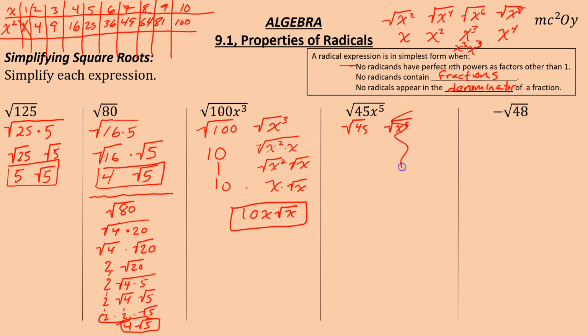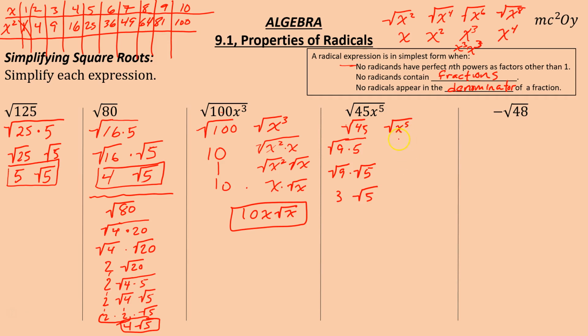I'm going to kind of ignore this side for a minute. Just look at the root 45. So that's going to be root, which perfect number goes into it? Well, 9 does. So let's use 9 times 5. So the root of 9 times the root of 5, it gives me root of 9 is 3, 3 root 5.